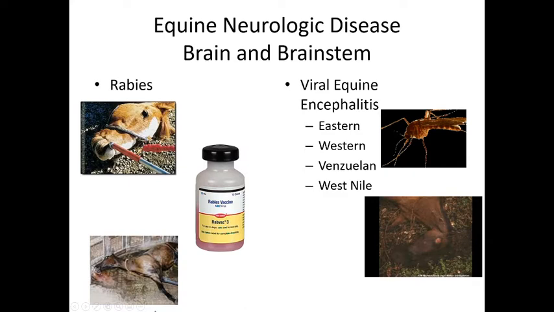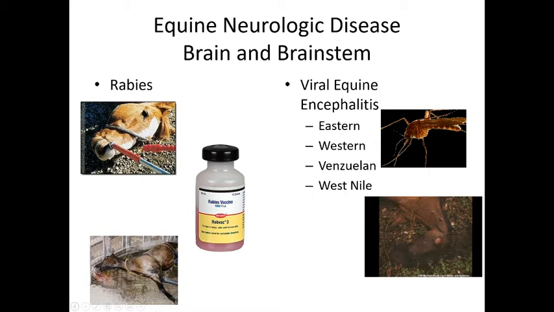Neurologic disease affecting the brain and the brainstem. Rabies is a disease that we see in large animals, and it's because we don't expect to see it. And when we don't expect to see it, we tend to expose ourselves to it. Now, they don't necessarily get raging mad. Sometimes they just get really wobbly and dopey and kind of sleepy.